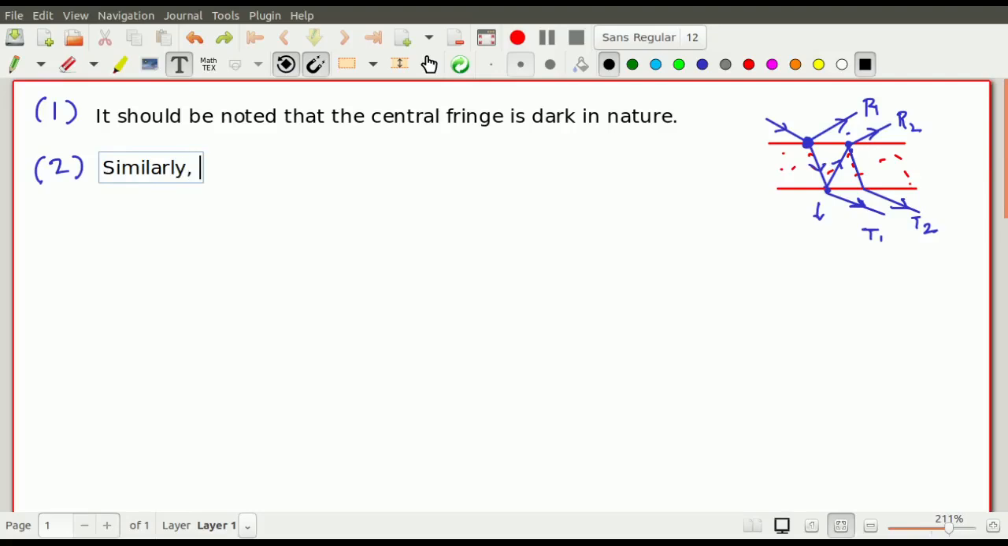Similarly we can study, because in the exam there is a 2 marks question. At the exam they say: find the condition of maxima and minima in a fringe system for the reflected rays, and then the question is how the fringe system is modified for transmitted light? So the answer is something like this.